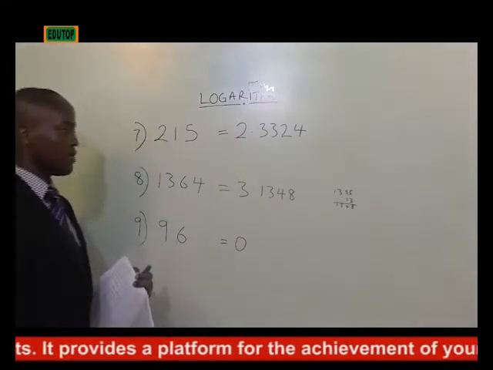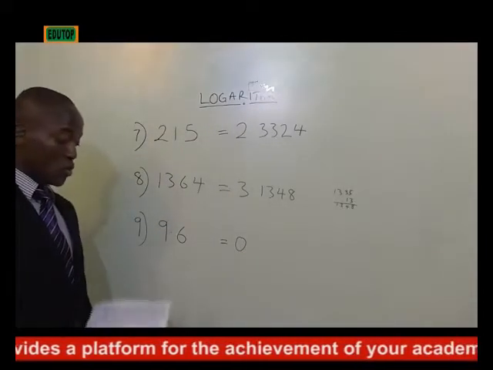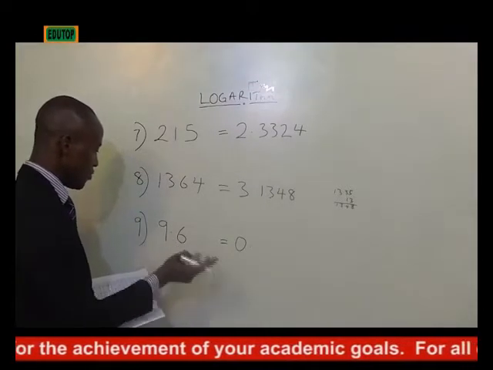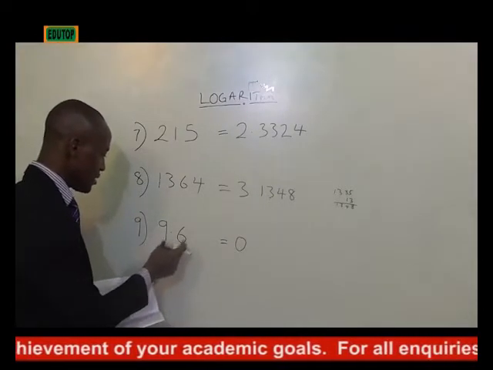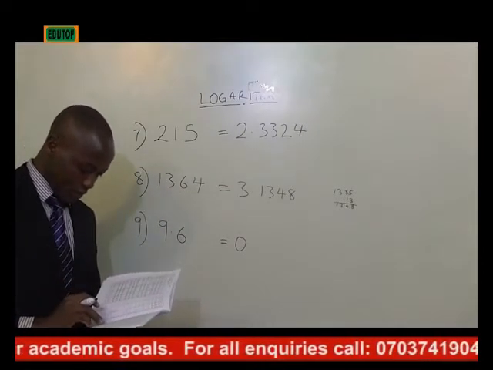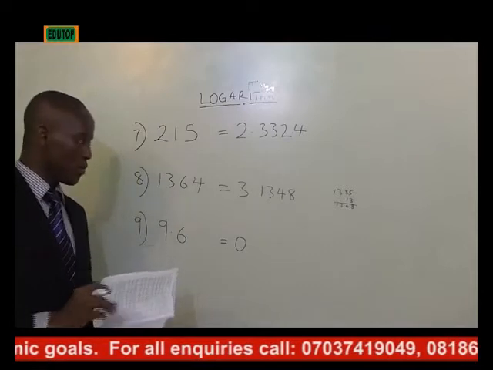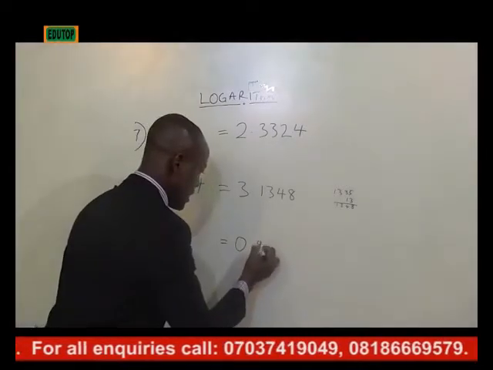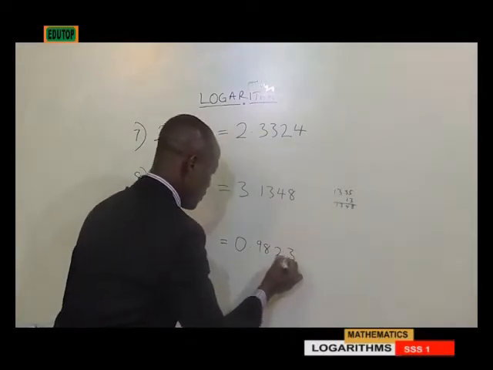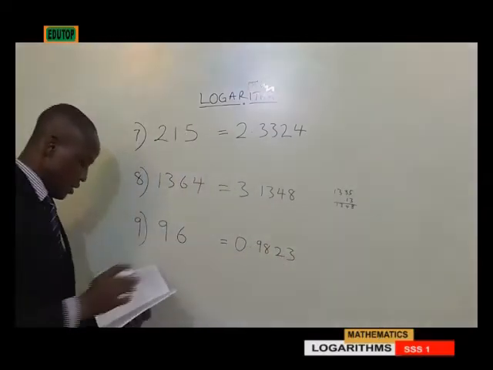Now, to get our decimal fraction, we just go to 96. How many figures do we have here? Just 2. So, we just go to 96 under 0. And that's what? 9823. That is 96 under 0.